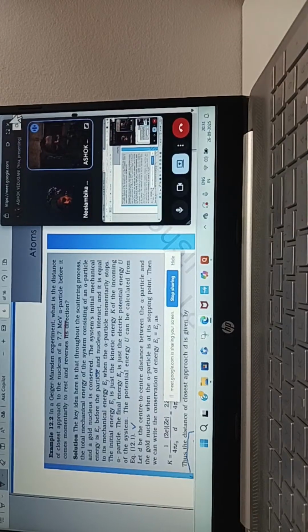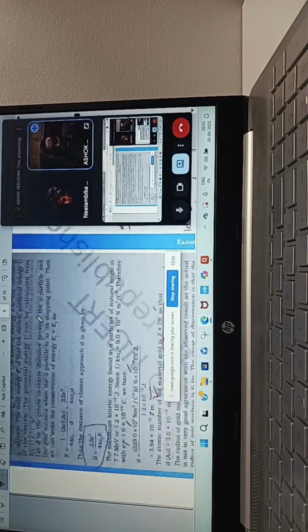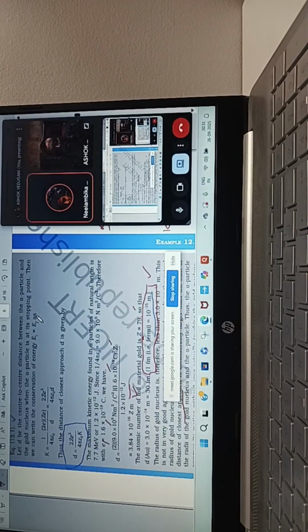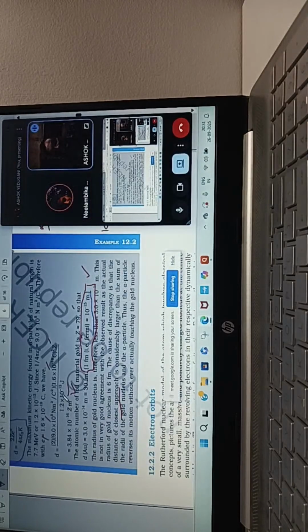You keep a calculator with you whenever I take class. Yes, sir. I have it here, sir. Okay, you keep it with you. 1.6, how much did you get? 1.6 into 7.7. Here it is given 1.2 into 10 to the power of minus 12.